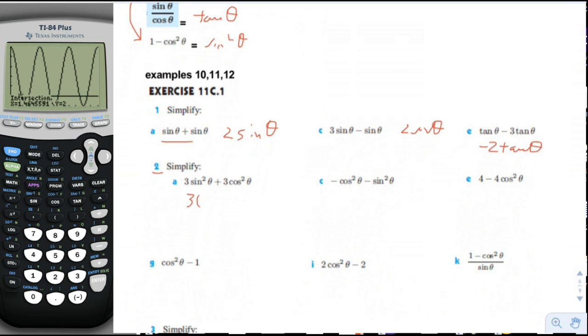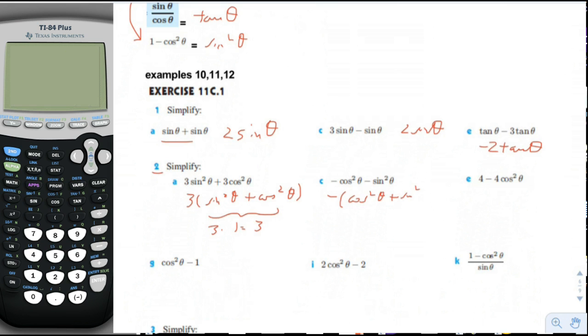And then number 2, 3 sine squared plus 3 cosine squared. Well, that's the same thing as 3 factored out times sine squared theta plus cosine squared theta. And then that gives us a 1 here, and then that gives us a 3. And then let's see, negative cosine squared minus sine squared. That's the same thing as negative the quantity cosine squared theta plus sine squared theta, which is 1. So it's the same thing as negative 1.